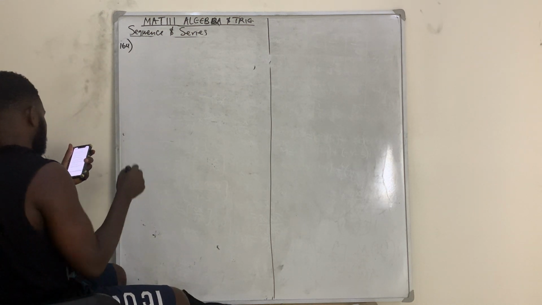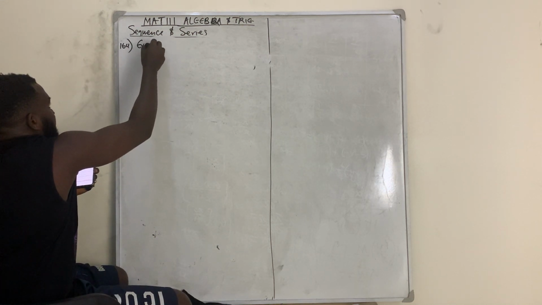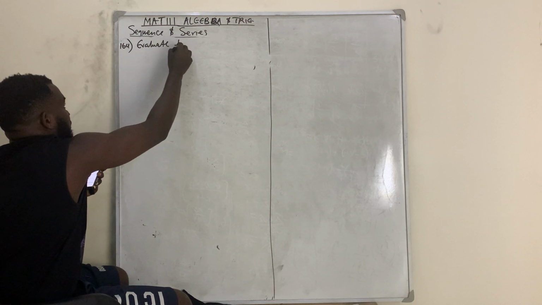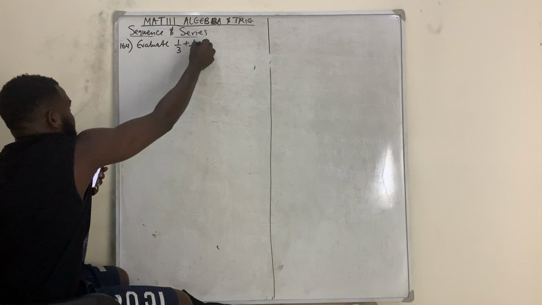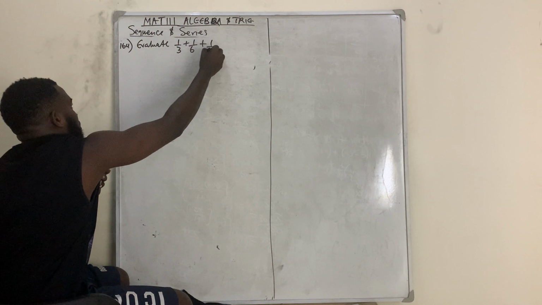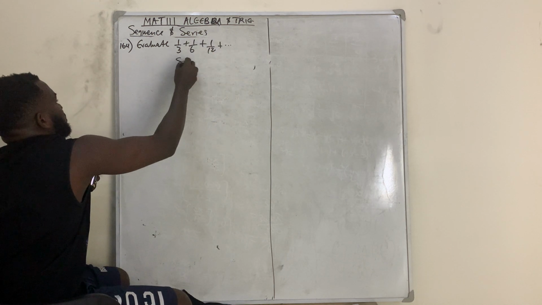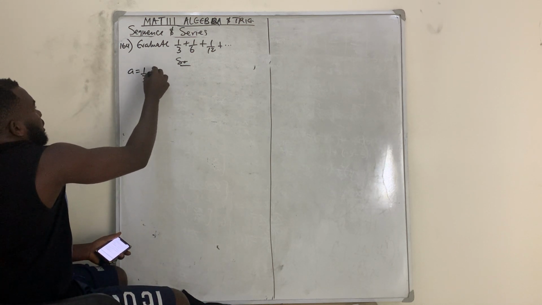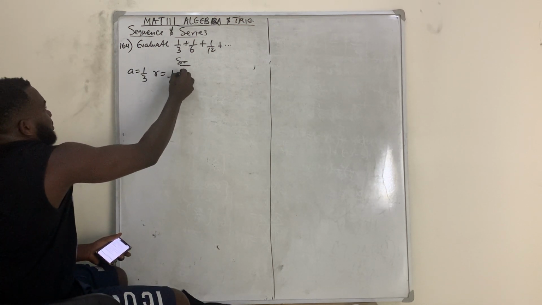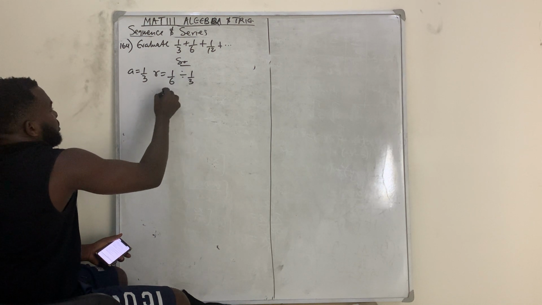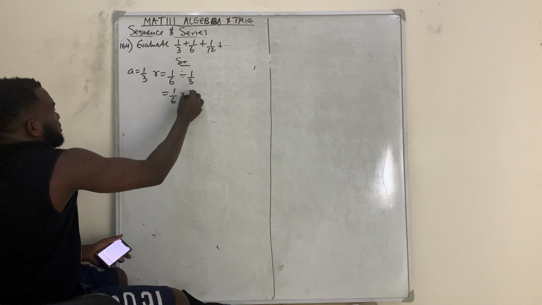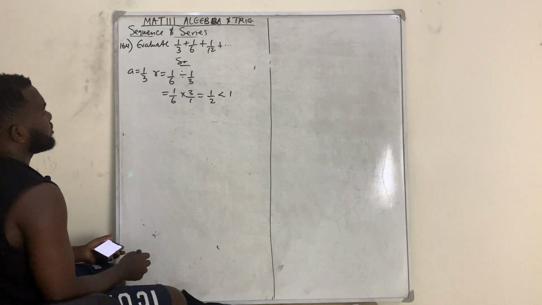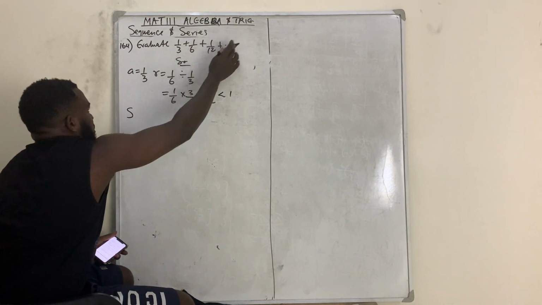164 said evaluate 1 over 3 plus 1 over 6 plus 1 over 12 plus dot dot dot. Solution. Now I have that the first term here is 1 over 3, and the common ratio is the second term divided by the first term, which is what? 1 over 6 times 3 over 1, which is 1 over 2, and this is less than 1. Since it's less than 1, you see that this sum goes to infinity.